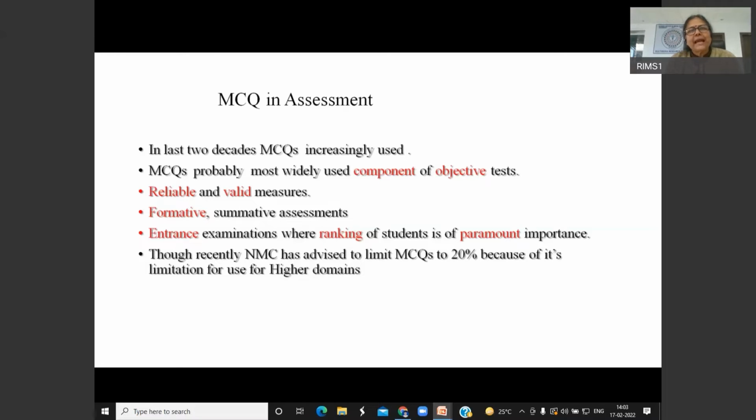Though NMC has recently limited its use to a maximum of 20% of the questions in the examinations under CBME, it doesn't mean that they don't want these questions to be asked more. But the cause behind it is that framing a question for higher domain learning or a higher level of learning is pretty difficult, and it takes lots of time. That is the cause behind limiting it to a maximum of 20%.